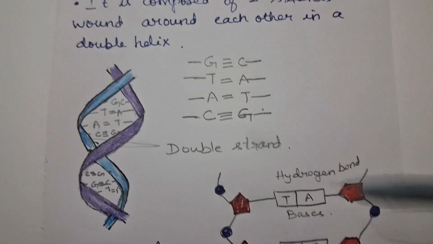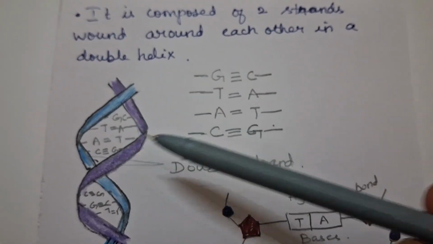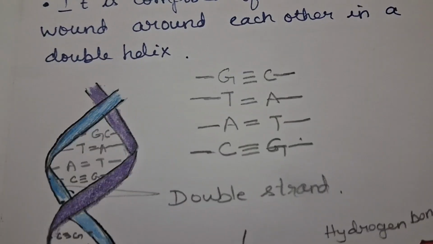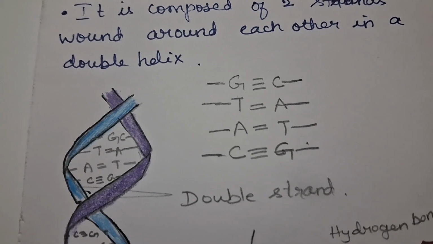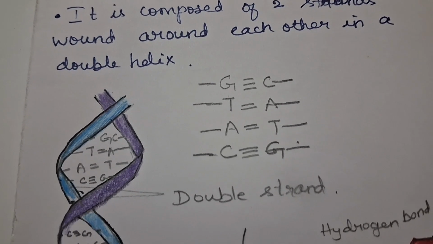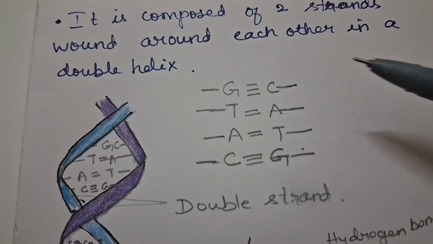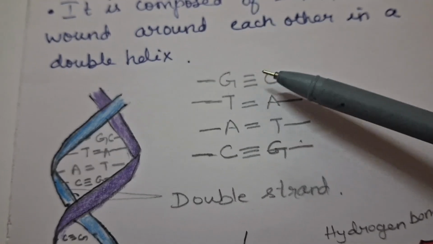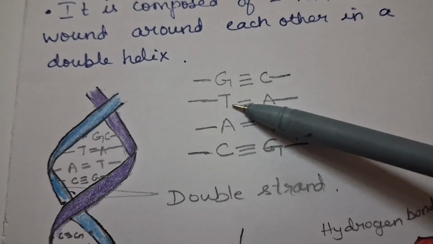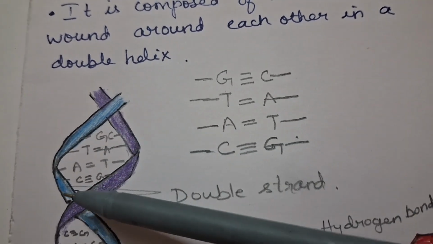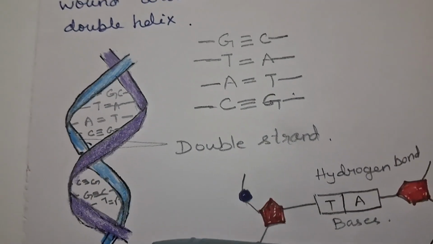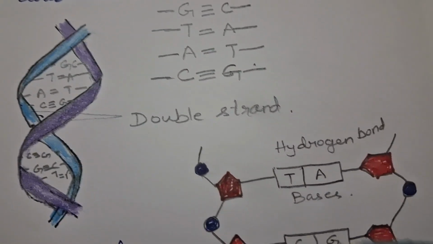So what is it composed of? There are four types of nitrogenous bases in the DNA. They are adenine, guanine, cytosine and thymine. Guanine will pair with cytosine and thymine with adenine. So it goes on, four such, again four such, and this will be going on. They are given in detail here.